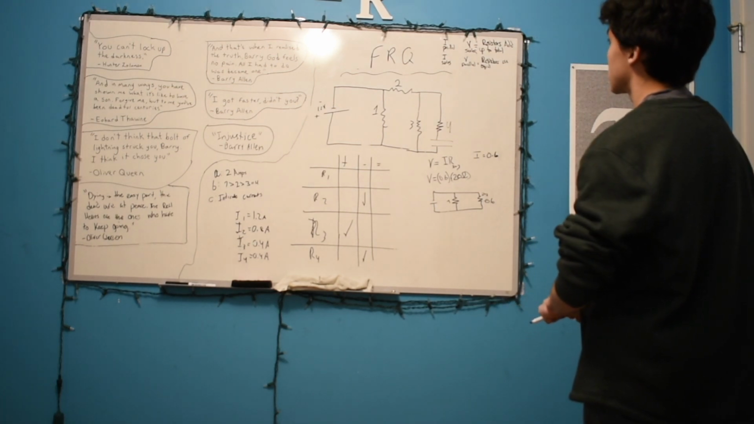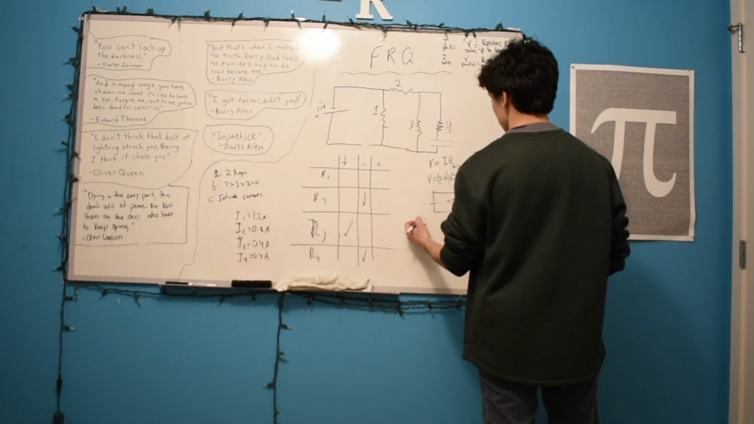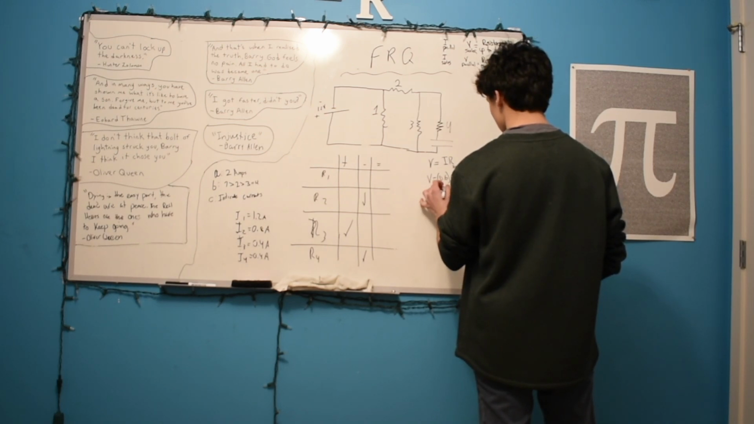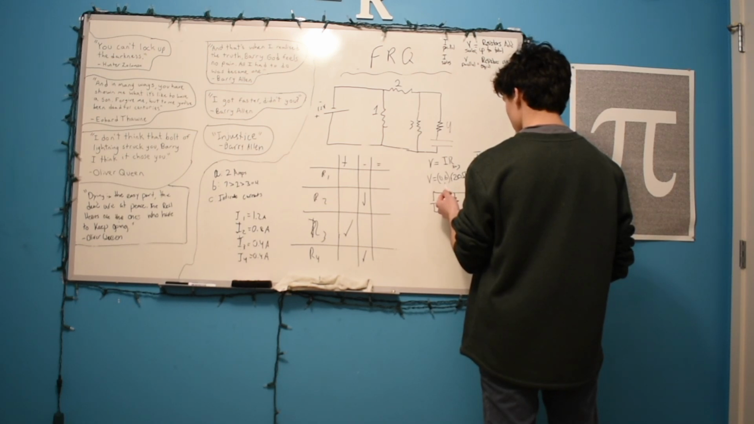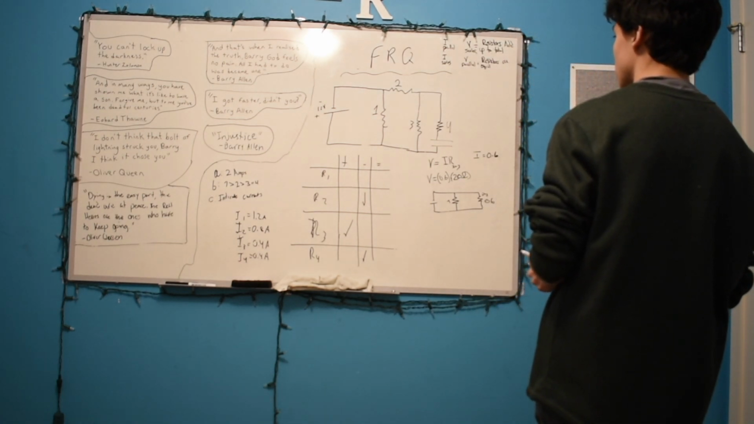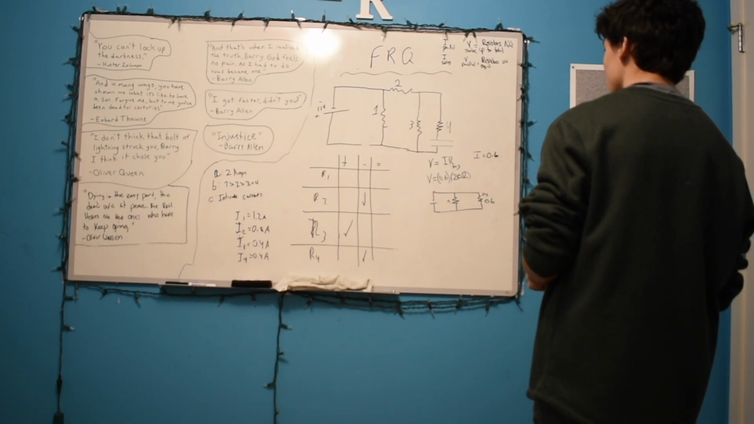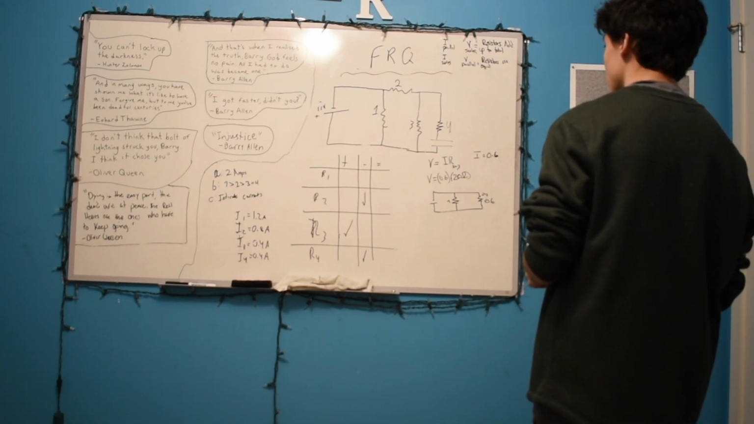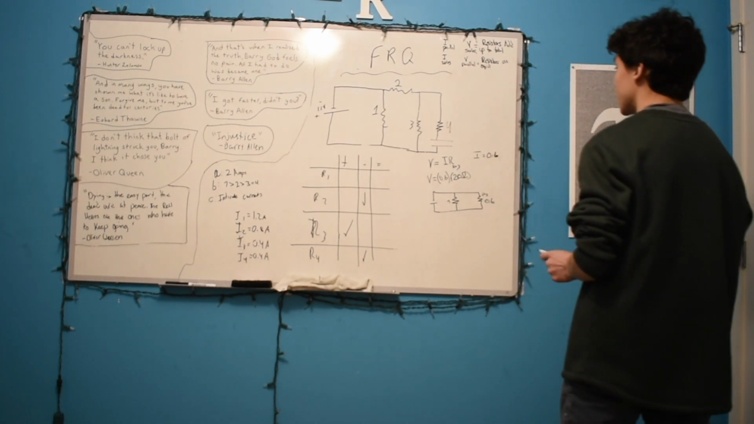The total is... Wait, the total is 0.6? No, that's for these two. What's the total? Look up there. The total in a parallel is the currents of the resistors added together. You can just solve for the total. Remember, the voltage is 12 volts. Just write that down.